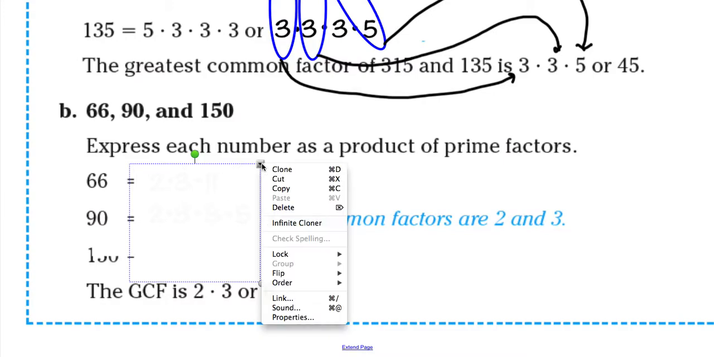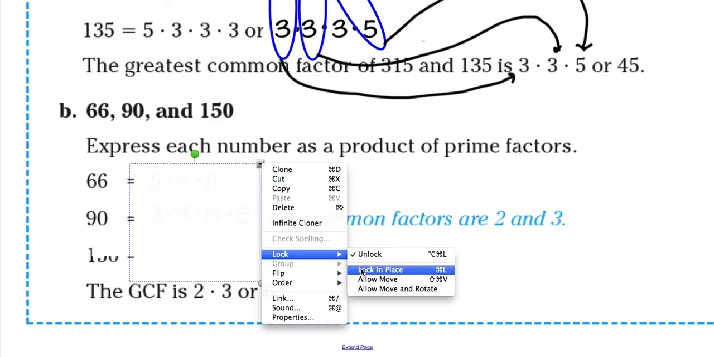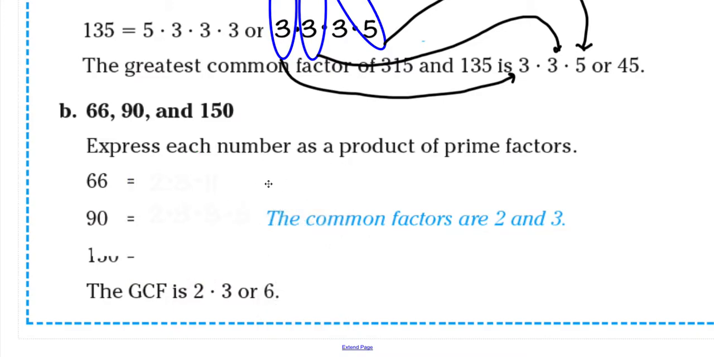We are going to lock that so it does not move for us. There you go. Okay, so the prime factorization of 66 is 2 times 3 times 11.